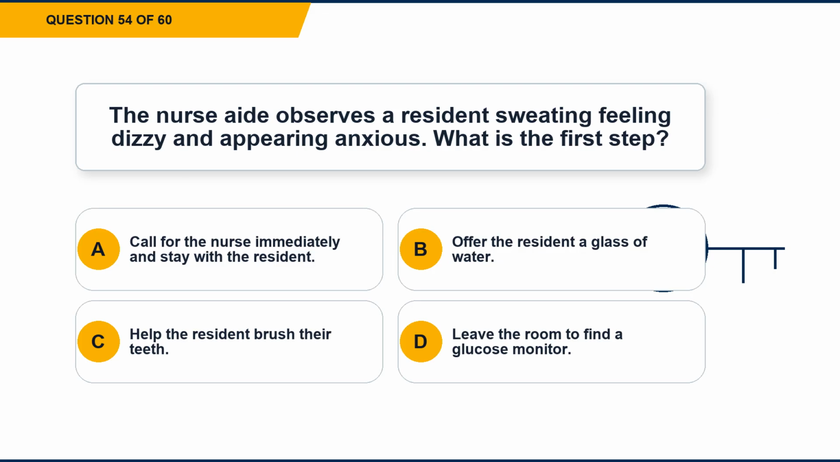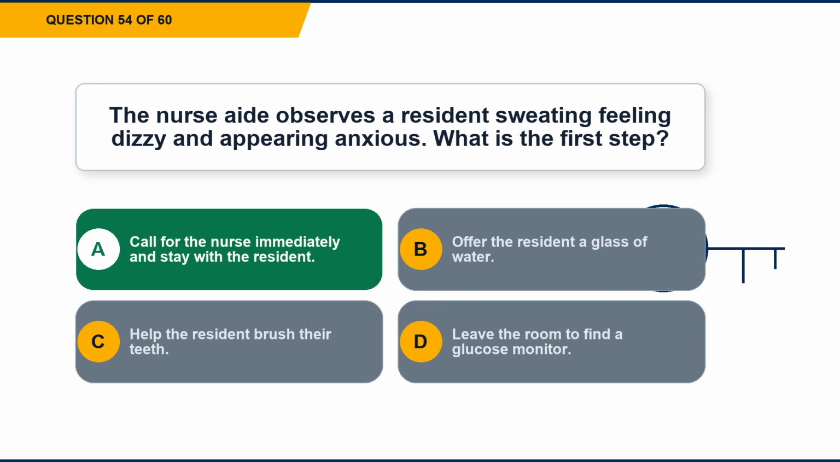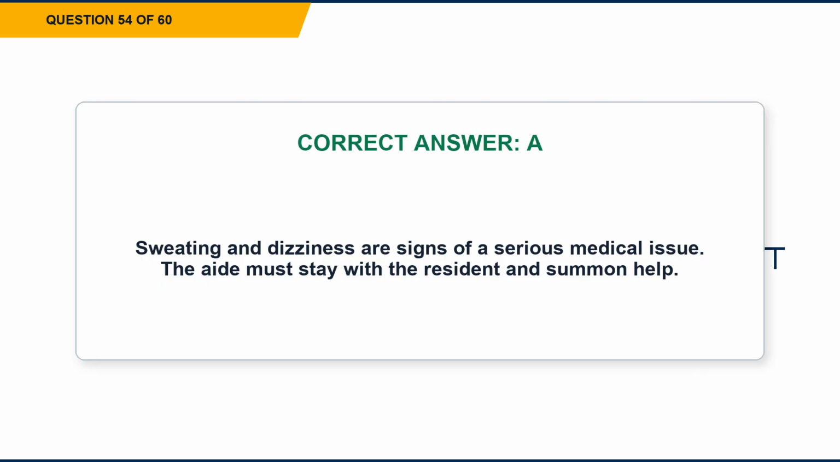Question 54. The nurse aide observes a resident sweating, feeling dizzy and appearing anxious. What is the first step? Option A, call for the nurse immediately and stay with the resident. Option B, offer the resident a glass of water. Option C, help the resident brush their teeth. Option D, leave the room to find a glucose monitor. The correct answer is option A, call for the nurse immediately and stay with the resident. Explanation. Sweating and dizziness are signs of a serious medical issue. The aide must stay with the resident and summon help.